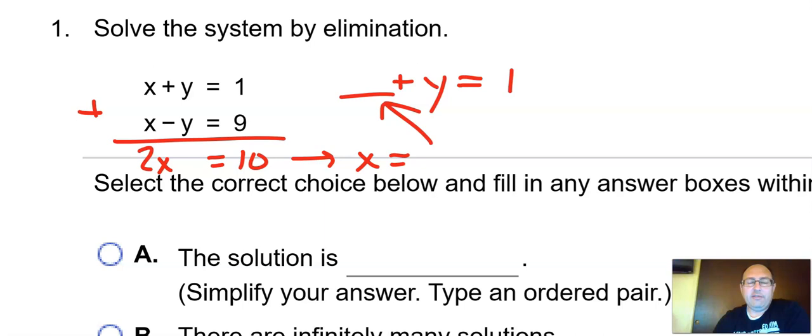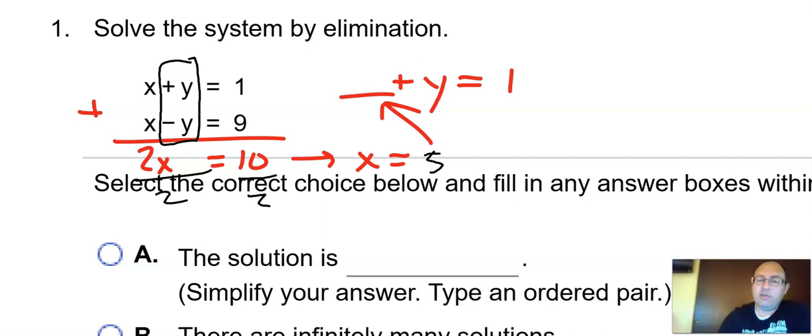When we're eliminating a variable, we want to see something like this. This is beautiful right here because those two variables are opposites of each other. So I can immediately switch to addition. I don't have to do any manipulation to either of those two equations before I add them together. When I do, I get 2x on the left and 10 on the right. Dividing by 2 obviously gives me an x value of 5.